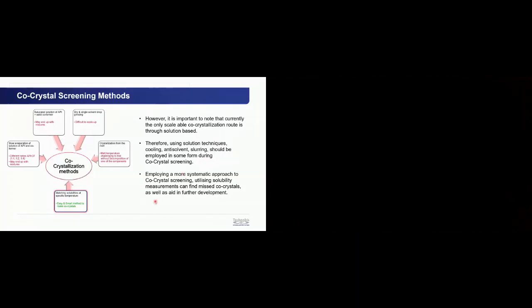So what you can do is employ a more systematic approach to co-crystal screening, utilizing the solubility measurements that you can make to avoid missing co-crystals, and then take that information and carry it forward to the scale-up phase.